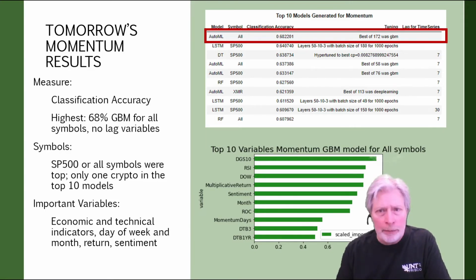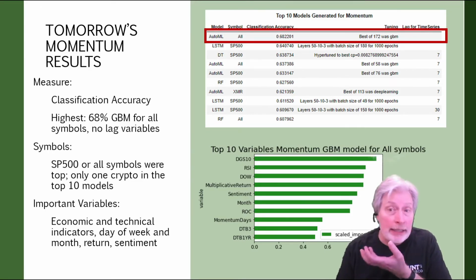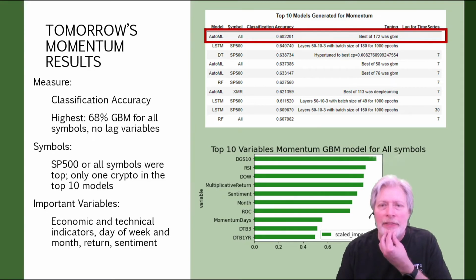It was for all symbols and it contained no lag variables. In other words, it didn't look back past today to predict tomorrow. This added some credence to the Markov chain results and assumptions. The S&P 500 index or models that contained it were typically in the top 10. In fact, there was only one crypto in the top 10 models. That was Monero at number 7.